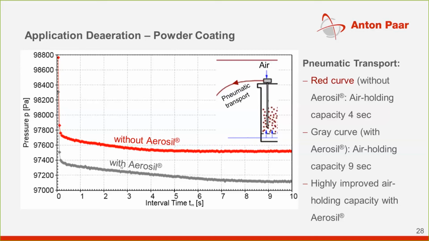If we add the flow additive, on the other hand, we can observe quite similar behavior in how the curves behave, in the sense that we first see a very quick decrease followed by a rather slow decrease of pressure. But in this case, it takes about 9 seconds for the powder to deaerate. So this means we have an air holding capacity of about 9 seconds, so about double the time than without the flow additive. And this shows us that the air holding capacity is quite strongly increased with the flow additive aerosol, which actually will improve the pneumatic transport in the dilute phase flow.